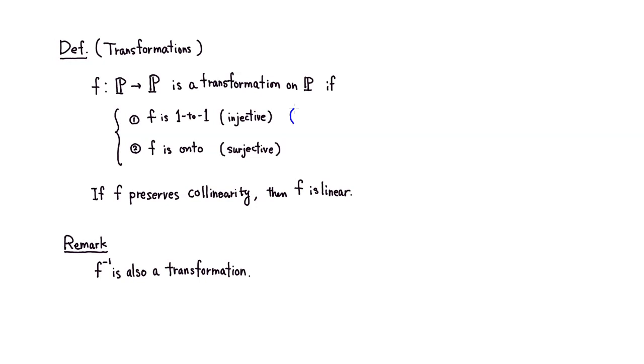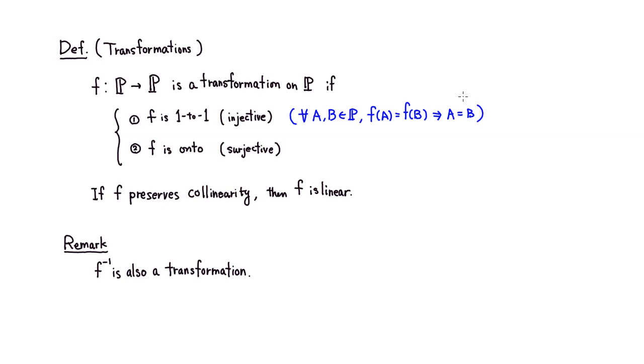In order to show that F is 1 to 1, we need to show that for all points, say A and B in the plane P, if F of A, so you apply F to a point A, and you apply F to point B, they happen to be the same, then this always implies that A has to be equal to B. So this is what you need to show when you try to establish that F is 1 to 1.